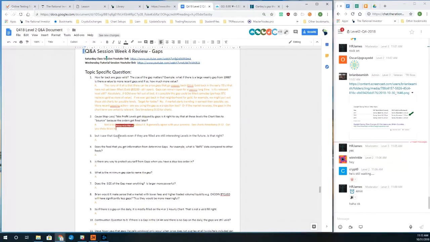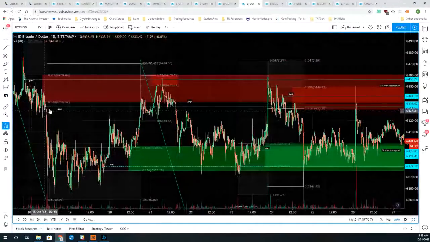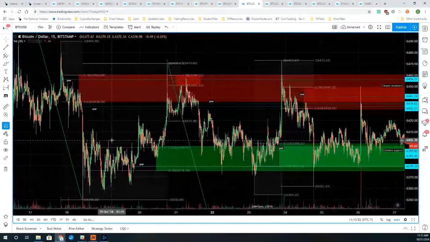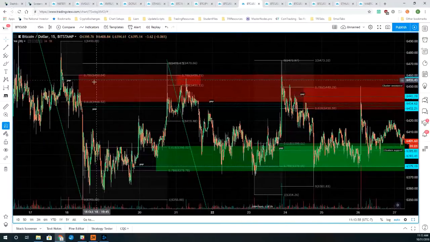Number 3, but I saw that gap levels, even if they are filled, are still interesting levels in the future. Is that right? Well, what you often find is, kind of like what we'll talk about with gap theory, you want to see confluence. The fact that this is a reload zone, it shouldn't surprise us that there's a gap in there, which will be supply that will hit the market, because a lot of guys will simply use the gap levels to work their orders.